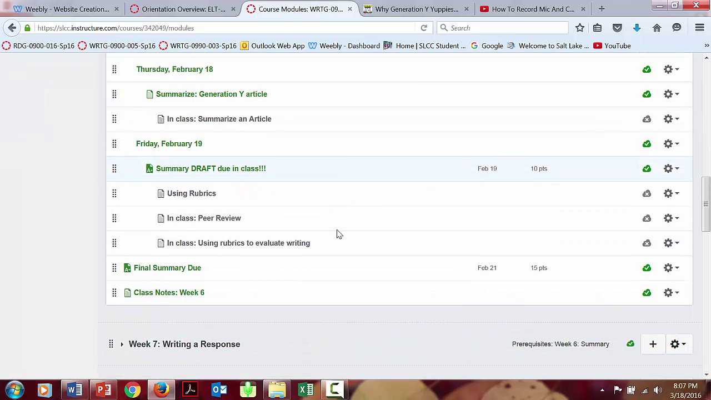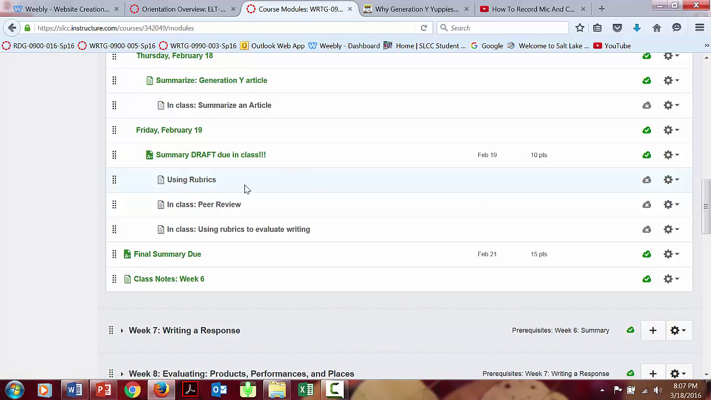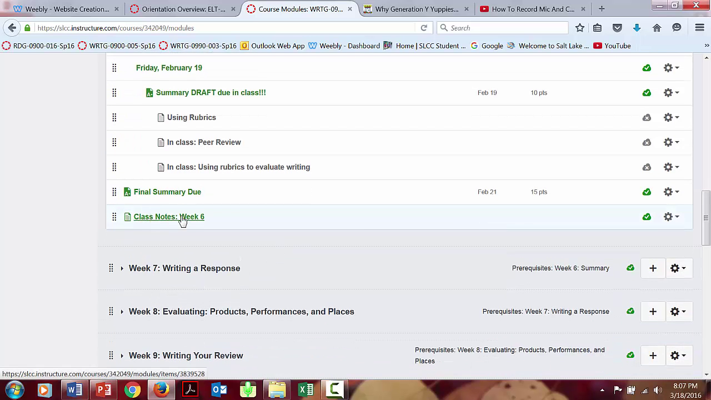So we work on a summary. Then the summary is due in class. In class, we learned about rubrics. I've used those to grade their assignments, but they used them during peer review. So that's what we did here during class. And then the final summary was due on Sunday night. This also is the class notes.